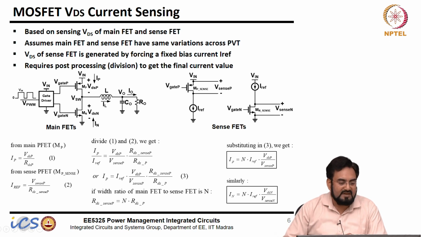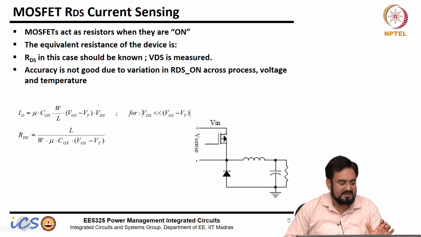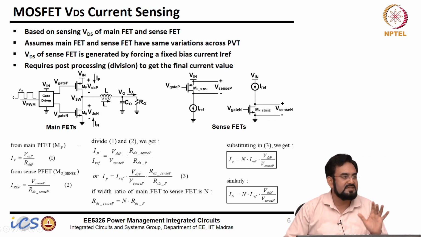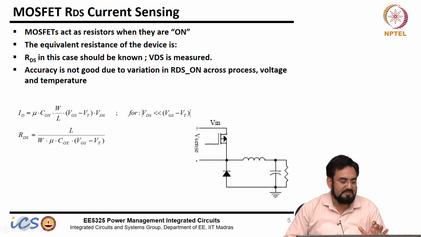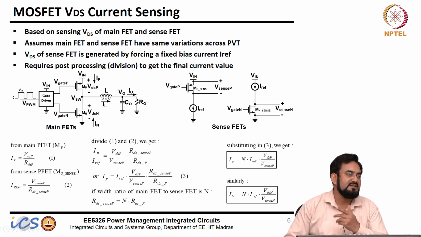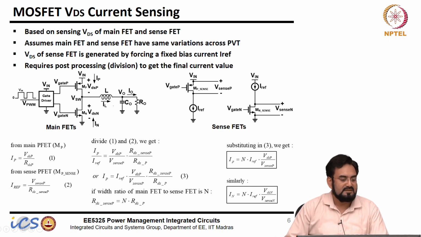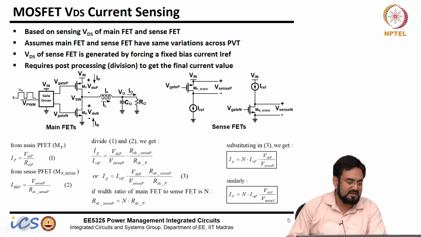Okay, and both have the same formula, which is this, correct? The only difference is W by L is different. Rest of the parameters will remain the same. So the size will determine the voltage here, and here the load current will determine. If you look at the ratio of the two, then those PVT effects will get cancelled out, and that's what we have done here.